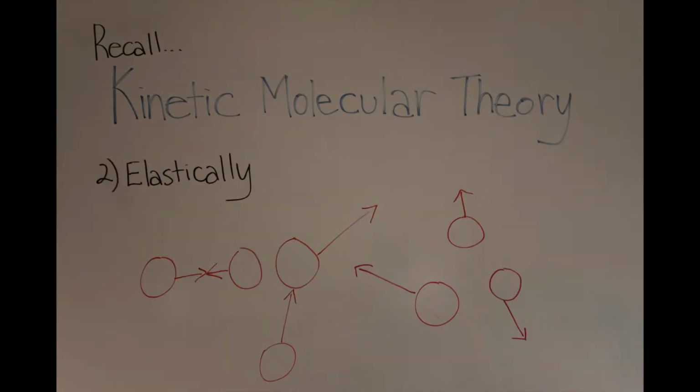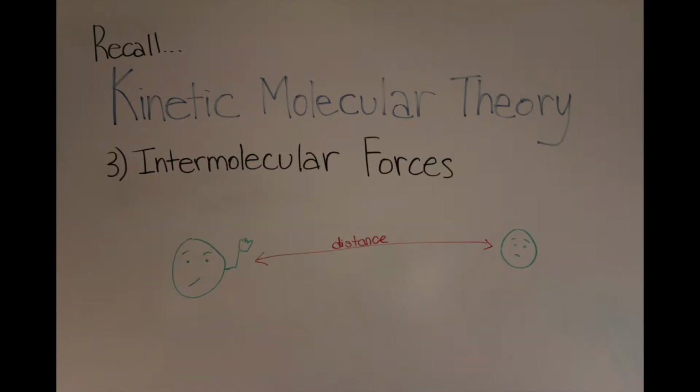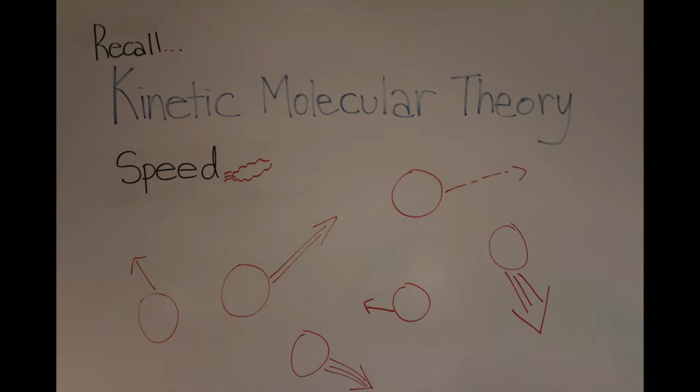The second main point of kinetic molecular theory is that particles collide elastically, which means that they travel in straight lines and bounce off of each other and the walls of the container. The third point is that particles don't experience intermolecular forces because they are very far apart from each other. Also recall that at one temperature, not all particles are moving at the same speed. Also, the distribution of all speeds of each particle is that of a normal distribution.